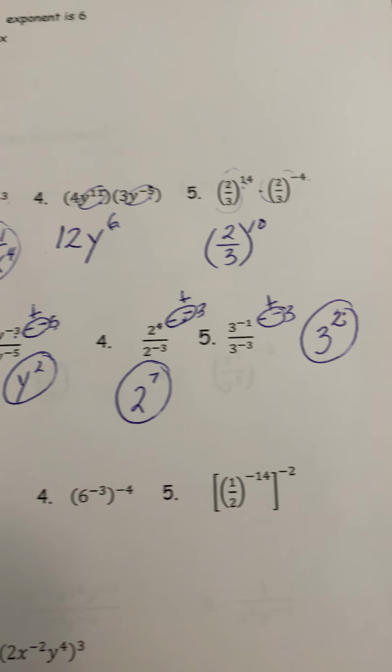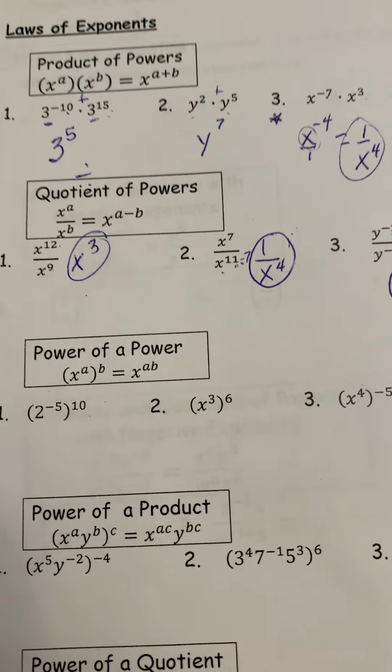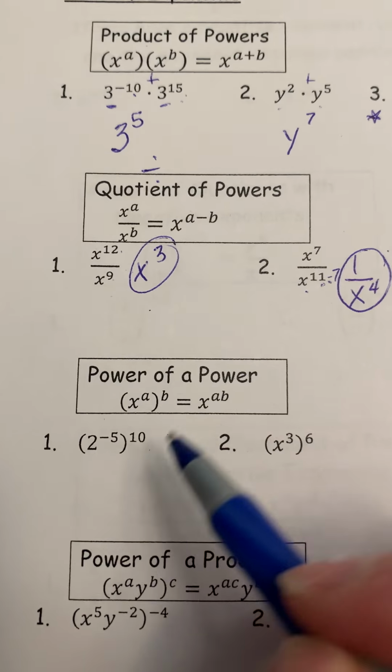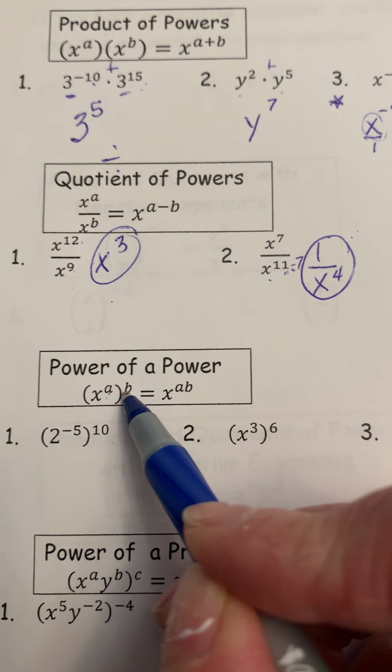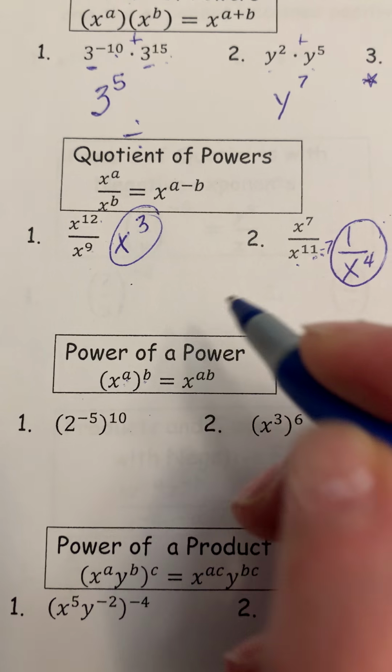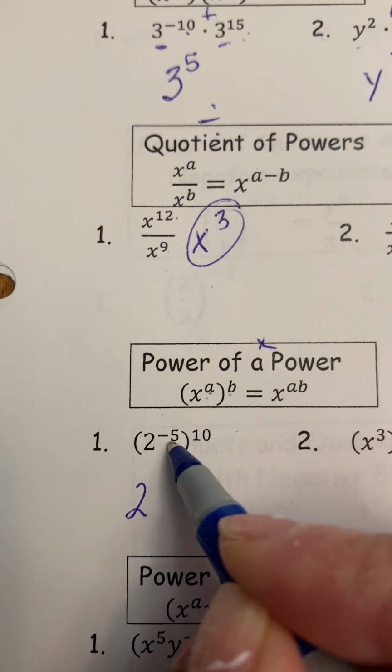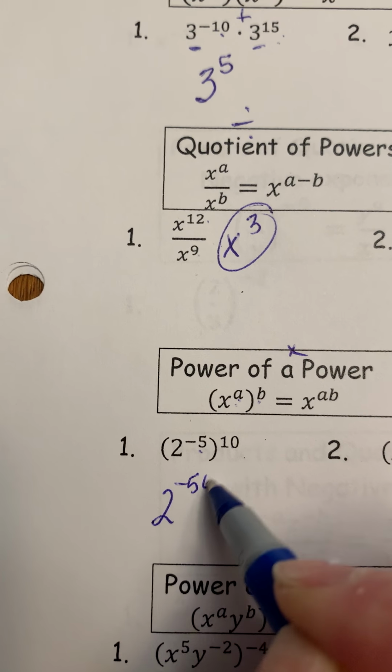Okay, so go back and look those over if you don't remember. This is another exponent law that we would have learned in grade 9. Okay, power of a power. So when we have a bracket, we have an exponent, and then immediately outside the bracket, another exponent. Now we multiply those exponents. So we're going to get 2, and then negative 5 times 10 is negative 50.